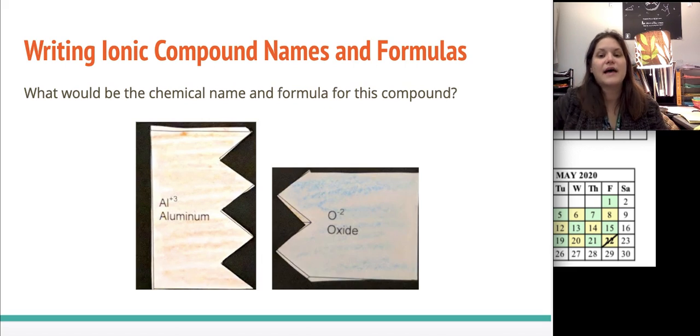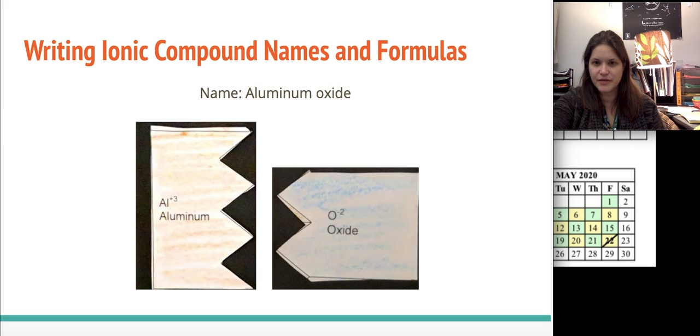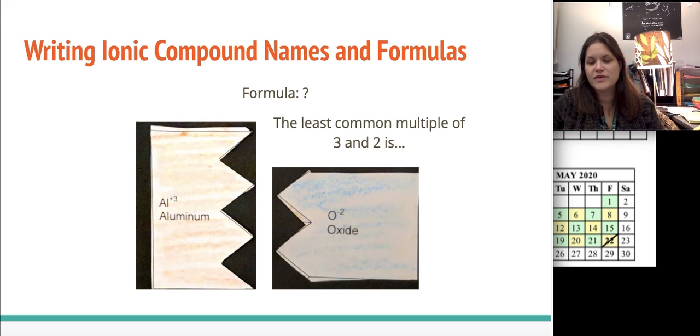Okay, last one, probably the most complex one. What would be the chemical name and formula for this compound? Okay. Hopefully, the chemical name is still pretty easy to do, aluminum oxide. This is then to figure out the formula. This is where you may need to use some math skills. You can think about the least common multiple of 3 and 2. What would that be? What's the least common thing that they can multiply to get to?